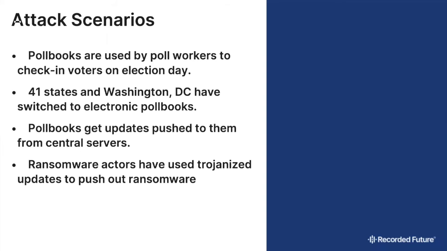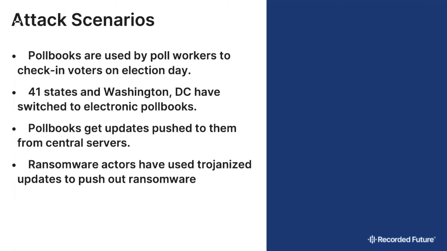Another scenario we worry about is attacks on poll books. Poll books are used by election workers to check in voters on election day. 41 states and Washington, D.C. have switched to electronic poll books. We do know that they get updates pushed to them from central servers, and we know that ransomware actors have used Trojanized updates to push out ransomware. So that's one potential attack vector.